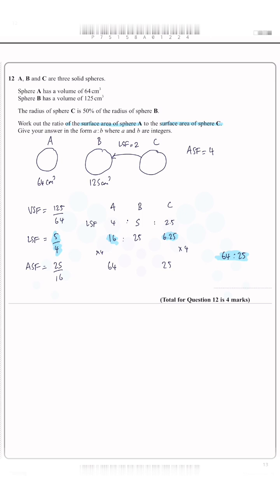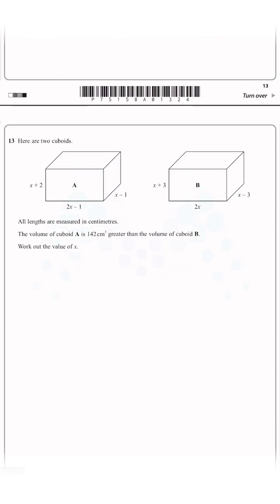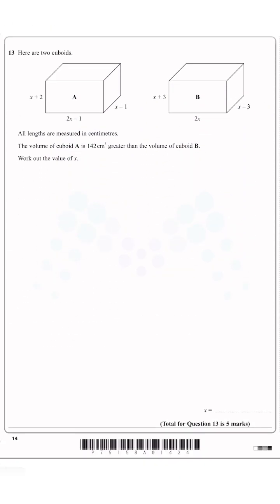Right, question number 12. Here are two cuboids. All lengths are measured in centimeters. The volume of cuboid A is 142 centimeters cubed greater than the volume of cuboid B. So first thing, I need to find the volume of cuboid A. For that, I have to times the length and the height and the width together. And because they're in terms of x, I have to times them with brackets around. So x plus 2 times by 2x minus 1 times by x minus 1.